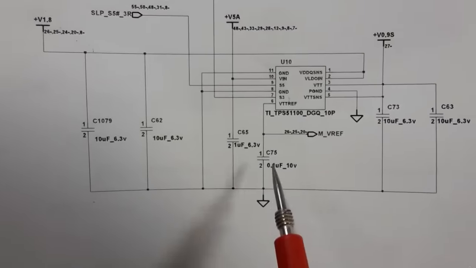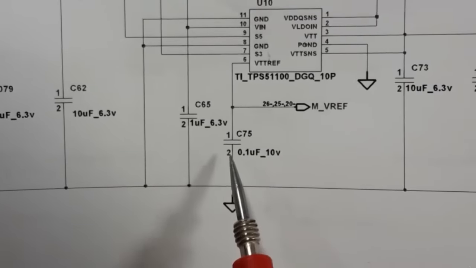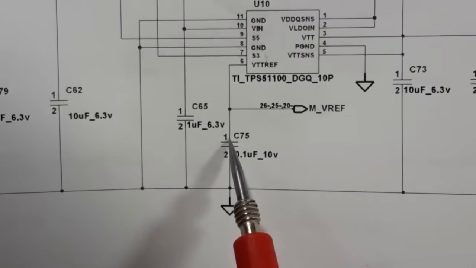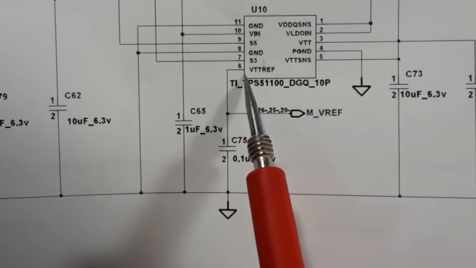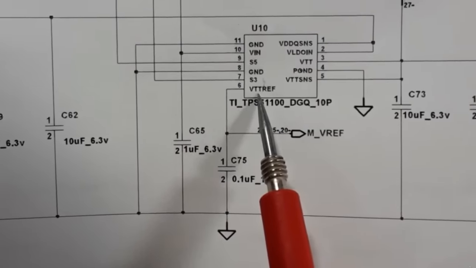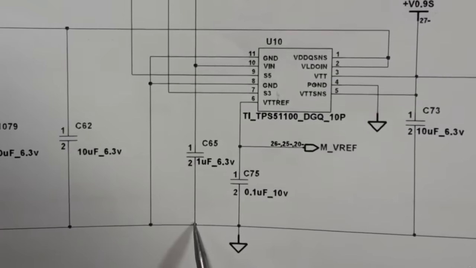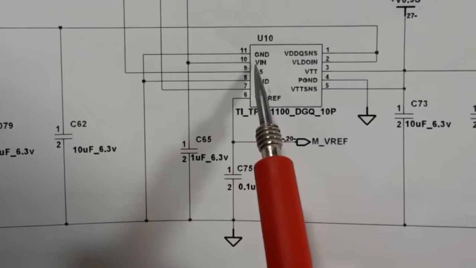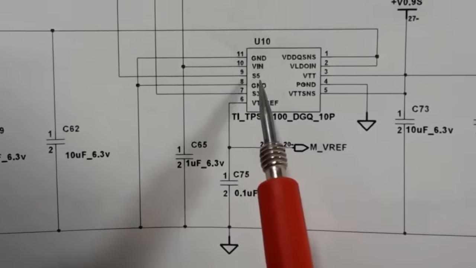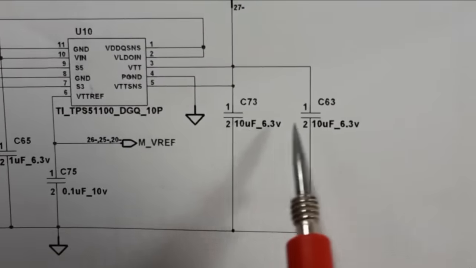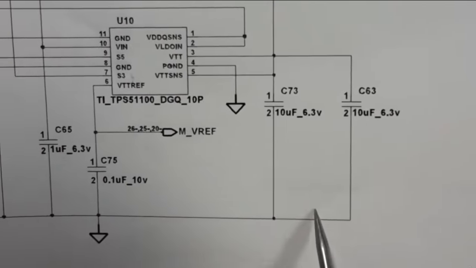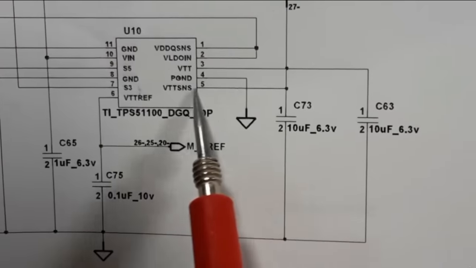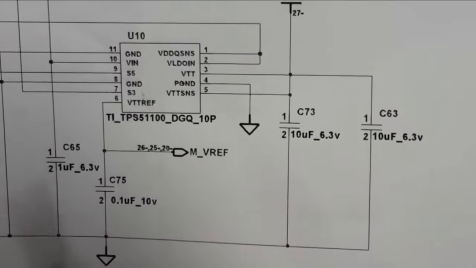So let's see another IC. Here we have a ceramic capacitor. Pin number 2 is connected to the ground, and pin number 1 is connected to VTTRF, to the IC. The same for this one, it is connected to the ground here, but the other pin is connected to VN of the IC. Let's see these two also. These two also are connected to the ground on this side, but on the other sides they are connected to the IC.